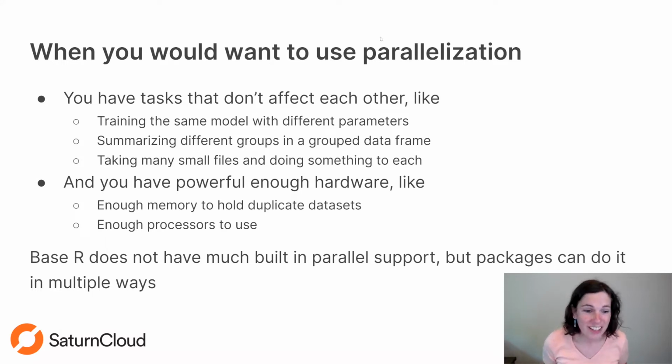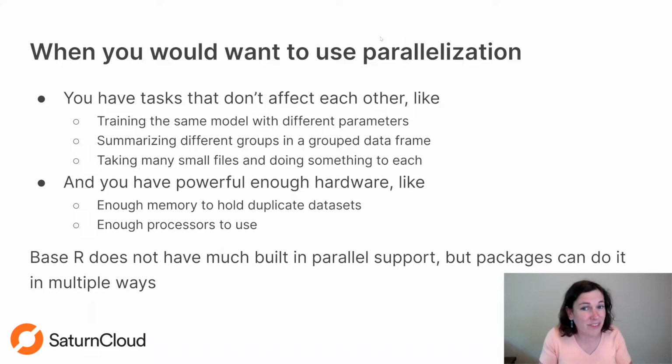Now, base R does not have much built-in parallel support. There are some functions in base R that can be used for parallelization. But if you just do a standard for loop, a standard lapply, you use standard R functions, you are not going to be doing stuff in parallel. R is designed around the idea of doing things sequentially, because most of the time we're using R, that's totally fine. And it's nice not to use parallelization because it adds a lot of complexity. So most of the time it's fine.